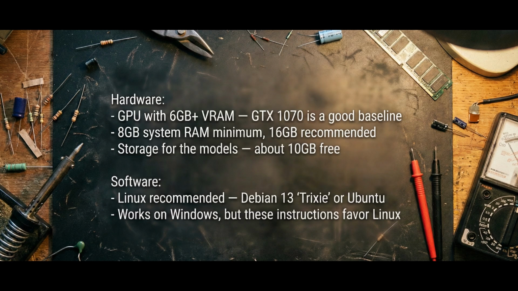Here's what you need. This is the floor, not the ceiling. A GPU with 6 gigabytes or more of video RAM. A GTX 1070 is a good baseline. 8 gigabyte system RAM minimum, 16 gigabytes recommended. Storage for the models, about 10 gigabytes free. Linux recommended, Debian 13 Trixie or Ubuntu. Works on Windows, but these instructions favor Linux.